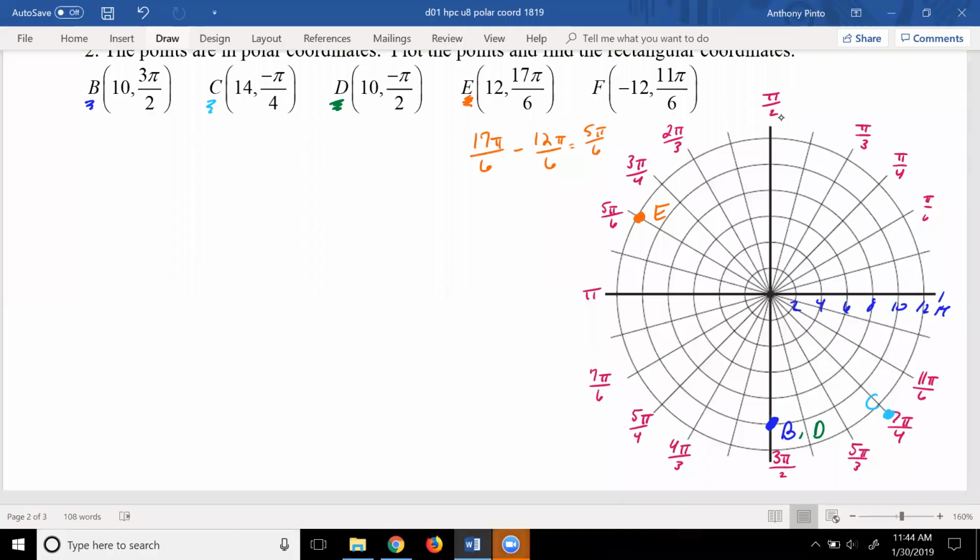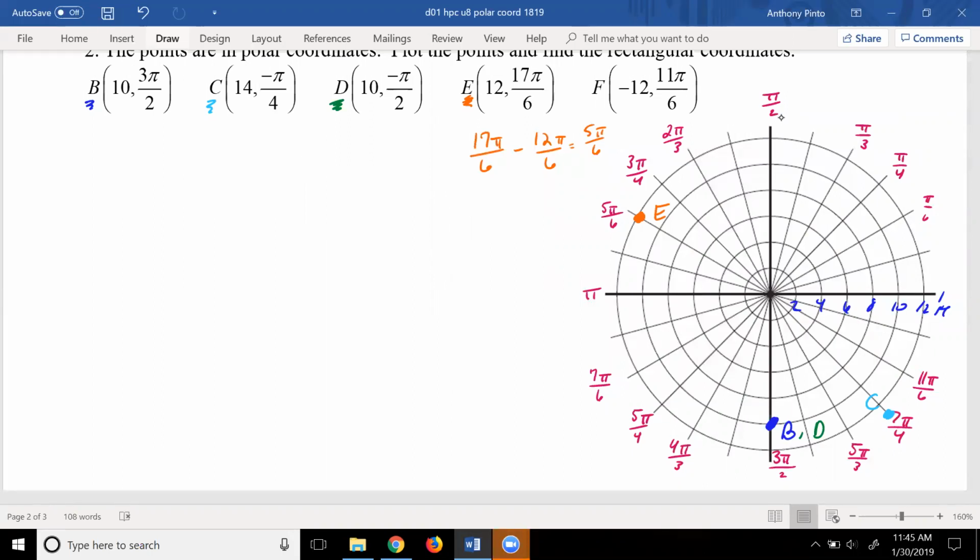All right, so one thing that I did to make this easier was I labeled my angles. This is broken into pi over 12ths, so I have all of the main pi over 6, pi over 4, pi over 3, and pi over 2 multiples. When I plotted each of these points, C, D, and E, you'll notice C is down in the 4th quadrant. It's at 7 pi over 4, which is coterminal with negative pi over 4.